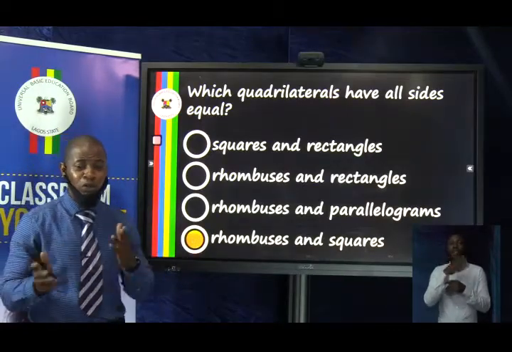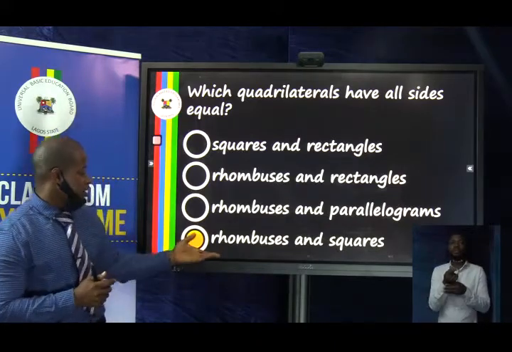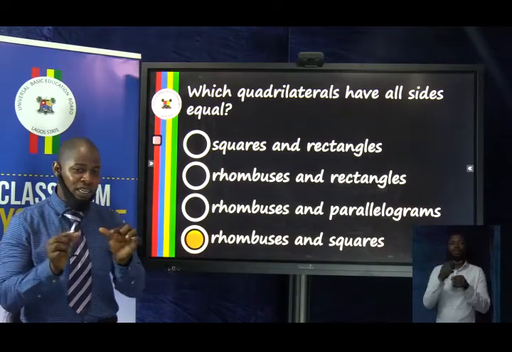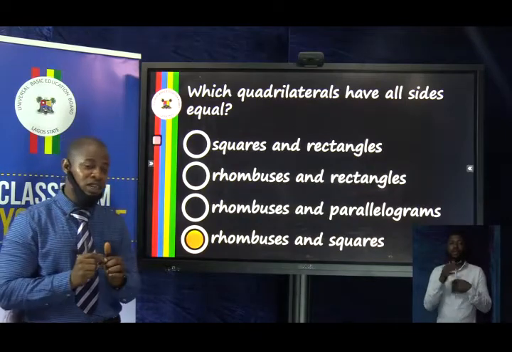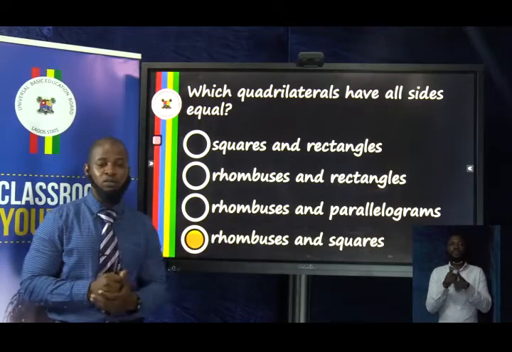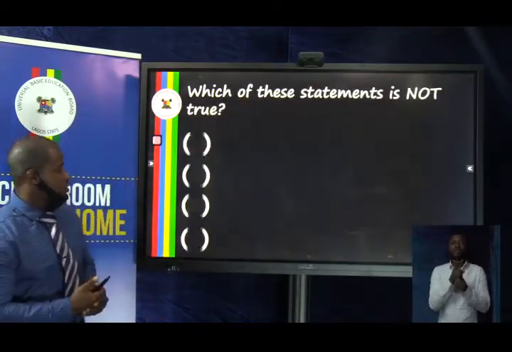Good job. Because if you remember that song that we sang the other day, it says rectangles have 4 right angles, rhombus have 4 sides that are equal, squares have 4 equal sides, 4 right angles. So rhombus have 4 sides that are equal, squares also have 4 equal sides. So this is the correct answer, my friend.